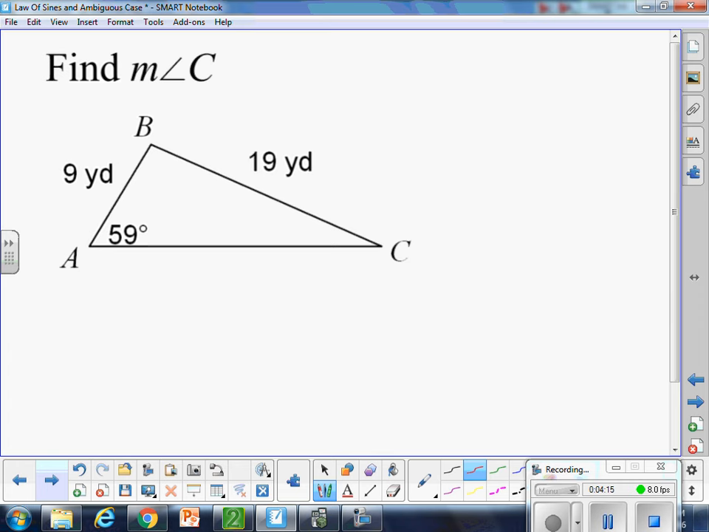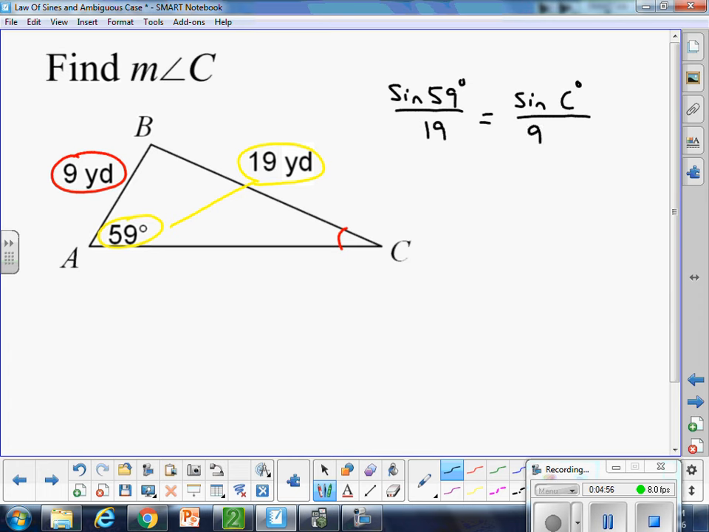And so we are of course looking for this angle measure right here. What you're looking for with the law of sines is matching an angle and its opposite side together. So the 59 degrees goes with the 19. The side that we want is opposite from the 9 yard side length. So we can set this up any way we want. Usually I start with the one where we know both pieces, which are the ones circled in yellow there. I know that the sine of 59 degrees over the opposite side, 19, must equal the sine of the angle, which we're calling capital C, over 9 yards.